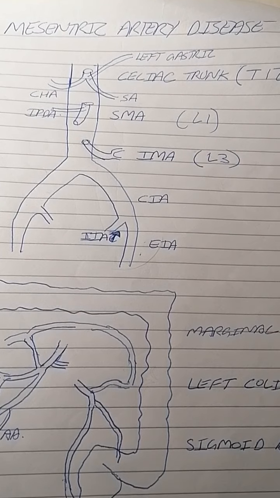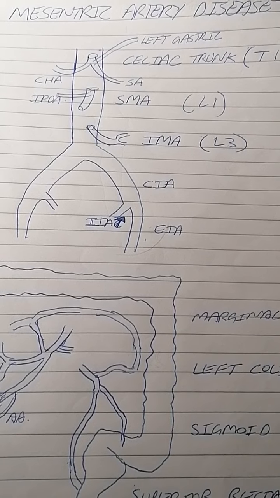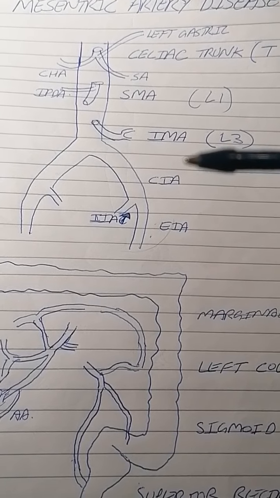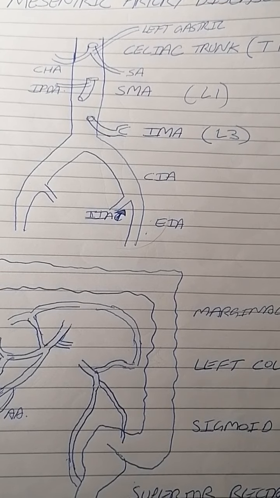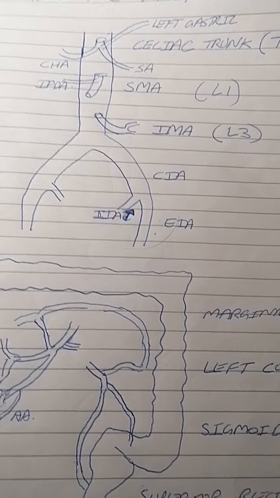Hello everyone, this is a very important or must-know topic for your exams, the mesenteric artery disease. Let's talk about the basic anatomy of the three main vessels, three unpaired vessels, related to this topic.